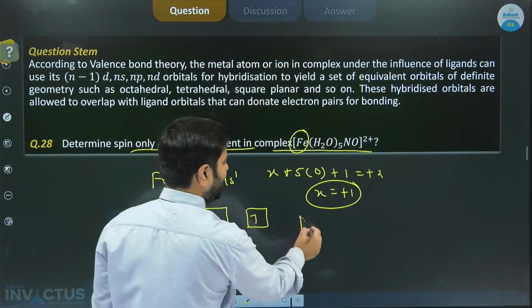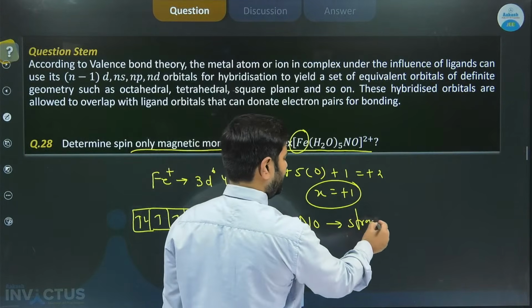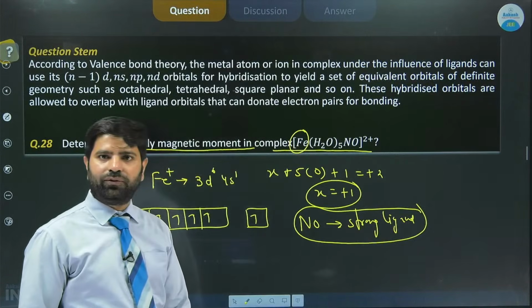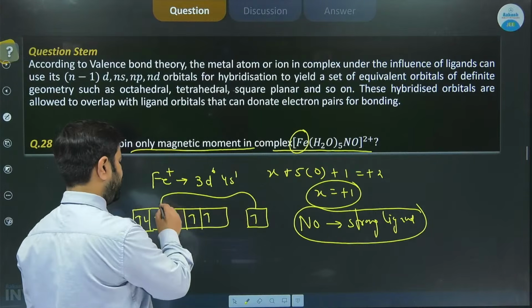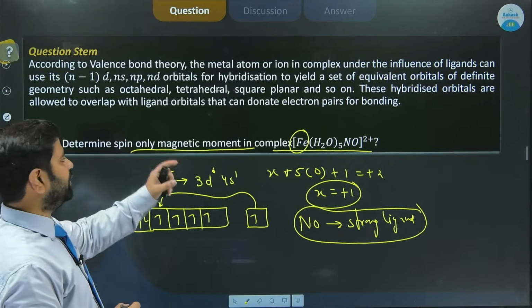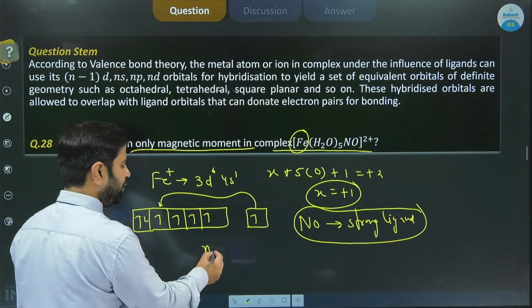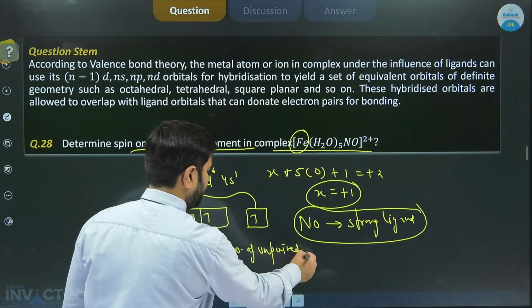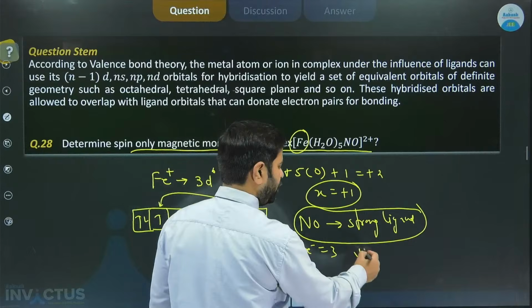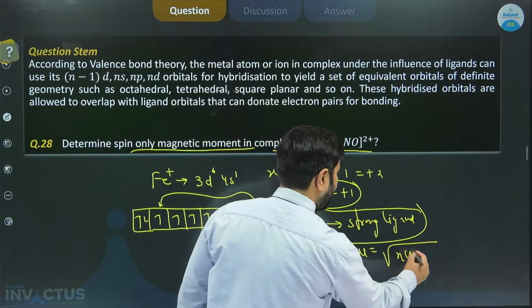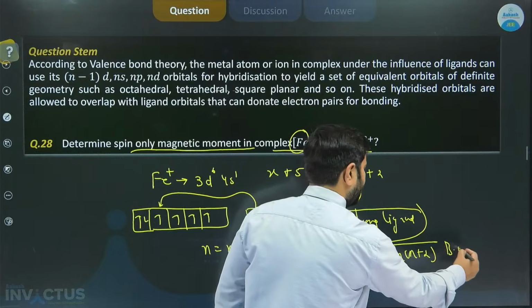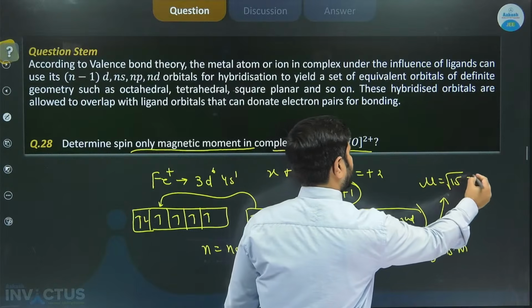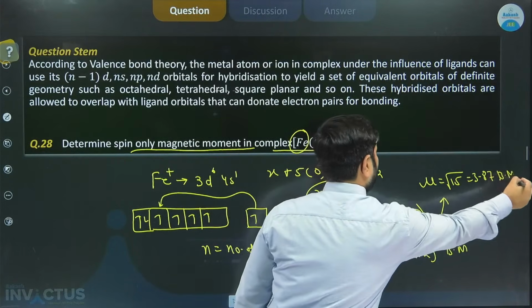But NO is your strong ligand. So strong ligand does pairing of electron. The 4s electron will move into the 3d, and it is asking to determine the spin only magnetic moment. So the number of unpaired electrons, n, would be equal to 3. And what would be the magnetic moment? Under root of n into n plus 2 BM. That would be mu equal to under root of 15, that is 3.87 BM.